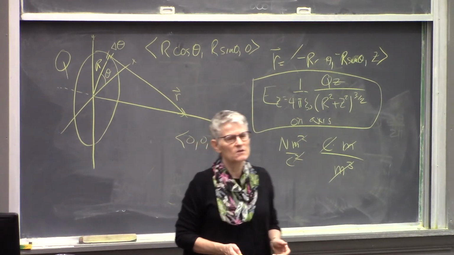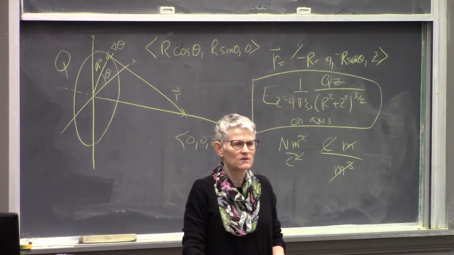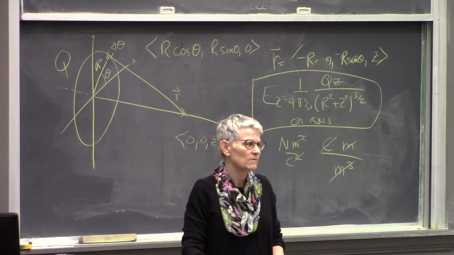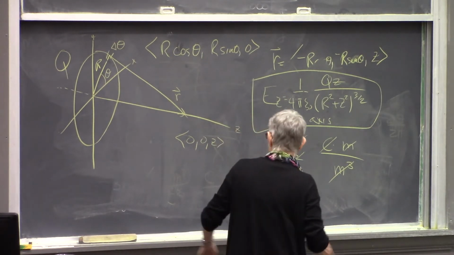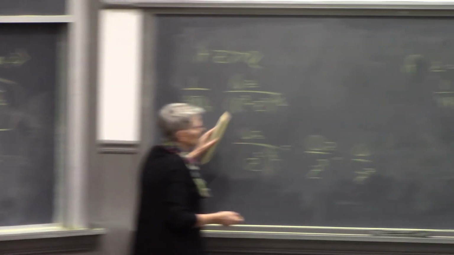Can you sketch a graph of the magnitude of E as a function of Z? What would that look like? For a point charge, it's easy, right? We just have this 1 over r squared. If you go right to the point charge, it goes to infinity, right?